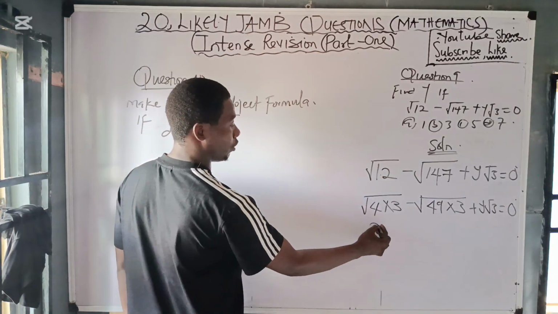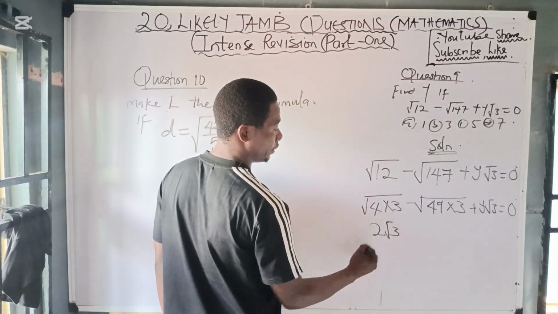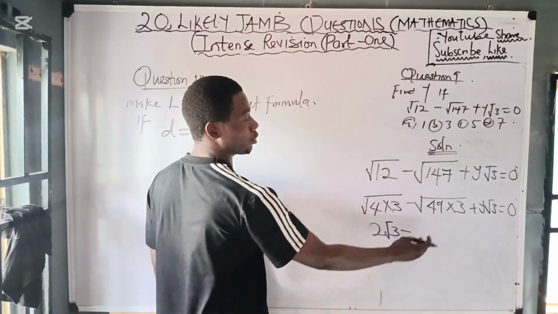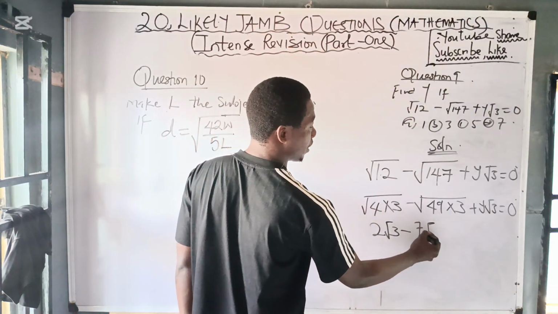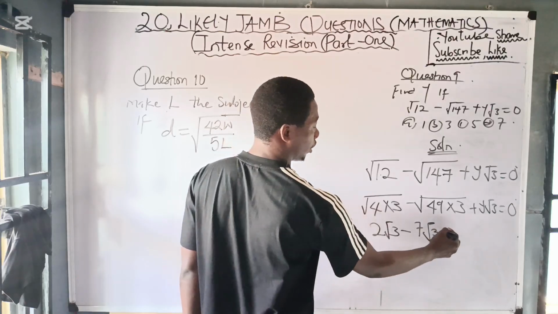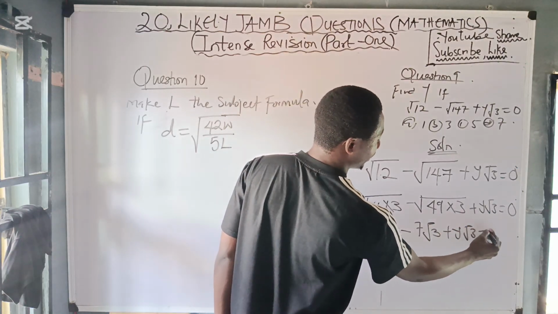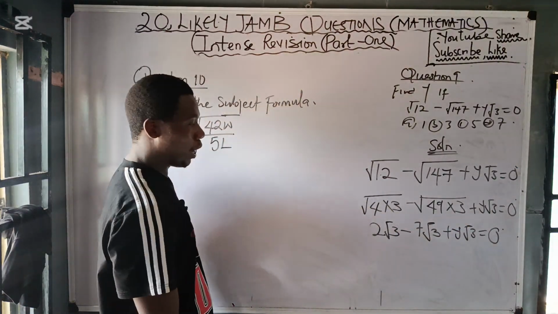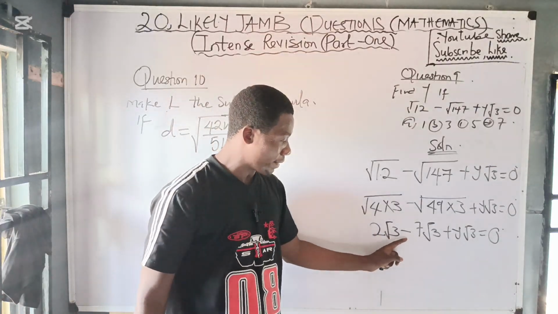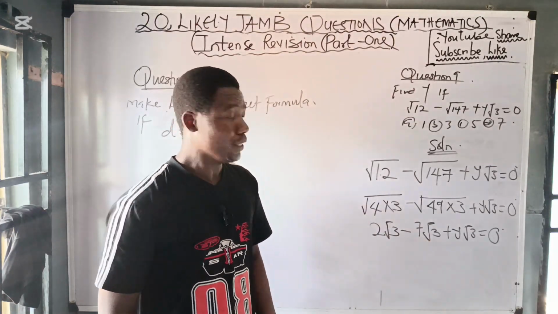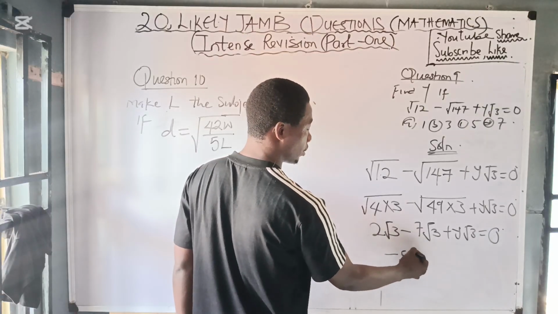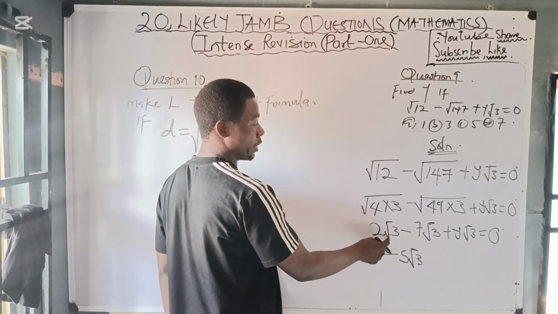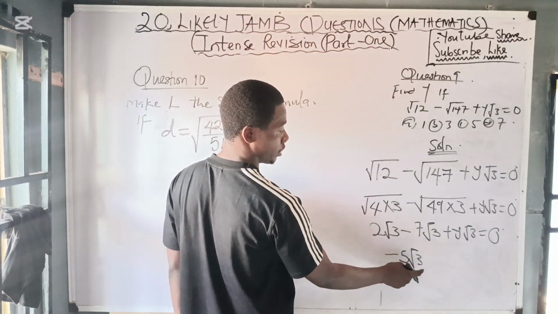The square root of 4 is 2. So that will give us 2 root 3 minus, what is the square root of 49? The square root of 49 is 7. So you have 7 root 3 plus y root 3 equals 0. Now, 2 root 3 minus 7 root 3, what would that give us? If you have 2 minus 7, that will give us minus 5. Then you take one of the root 3. That's minus 5 root 3.